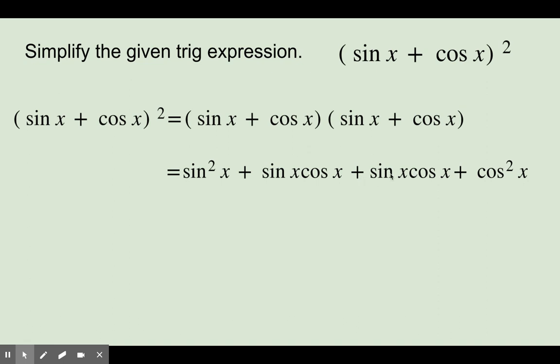Since it's multiplication, you can put it in any order you want. Because I'm going to eventually add it to this other one, I might as well make it look the same. And then cosine times cosine is cosine squared.